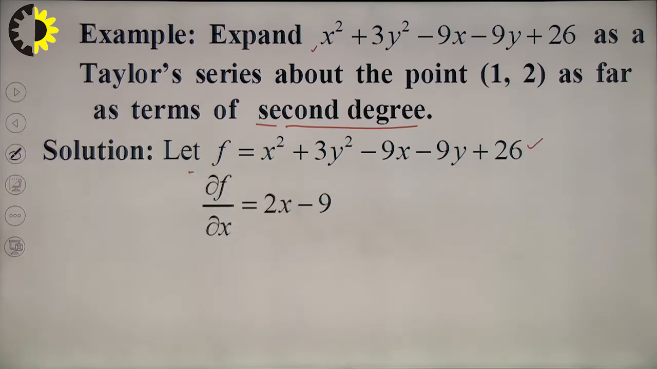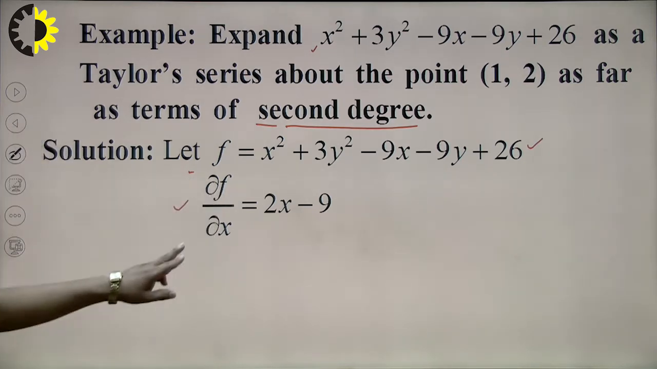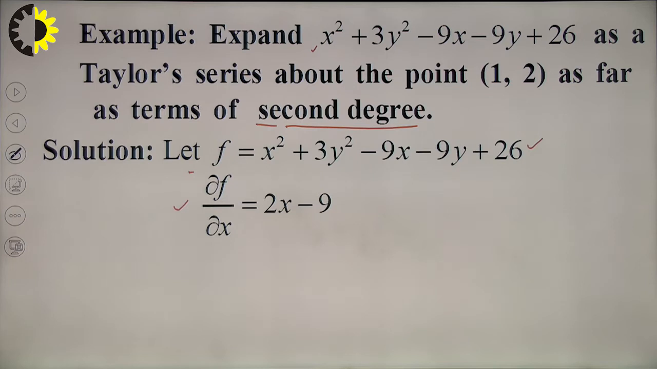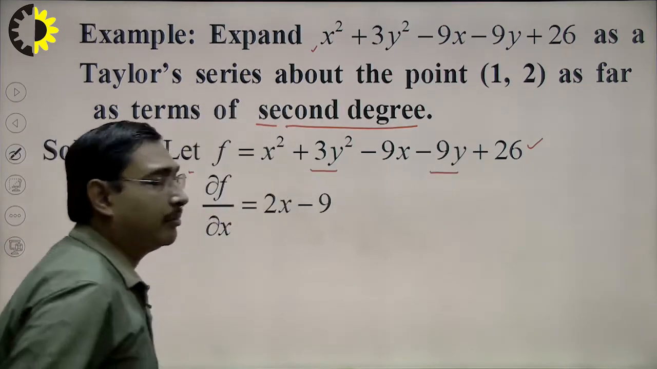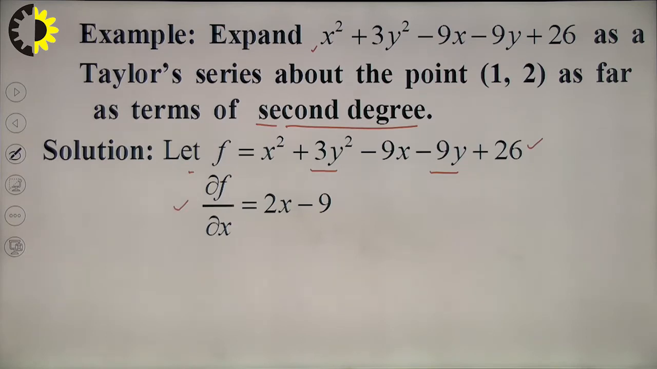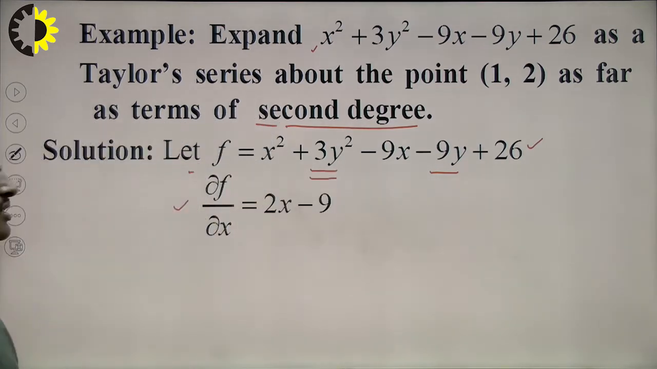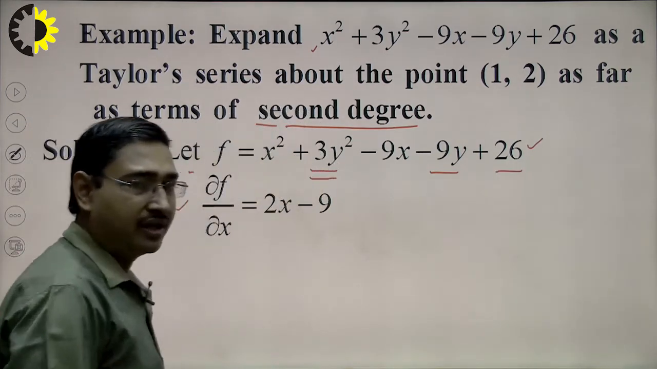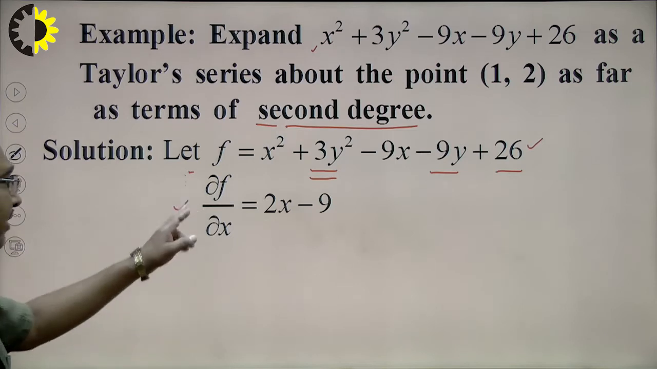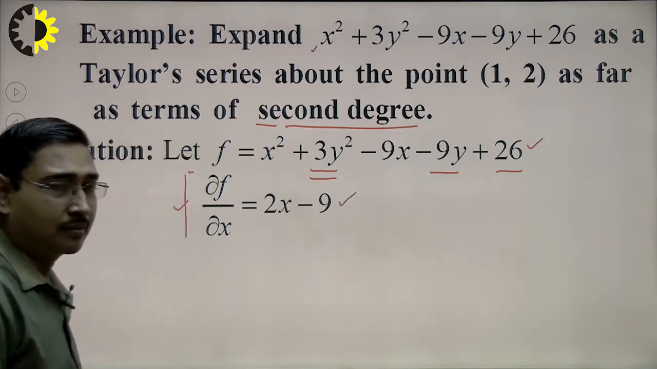For this, I first write del f over del x. When we calculate del f upon del x, these terms of y will remain constant, and therefore the derivative of these terms with respect to x will be 0. This 26 is already a constant. So, del f upon del x comes out to be 2x minus 9.